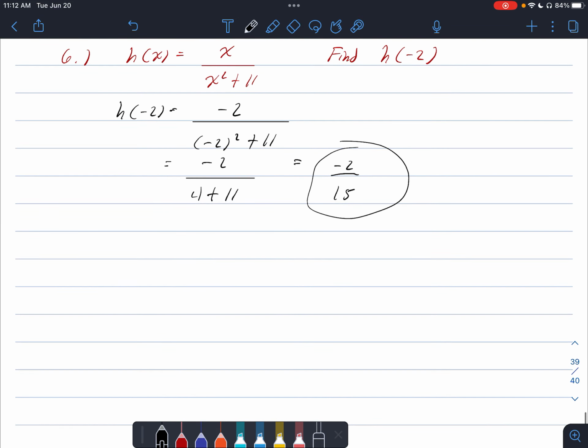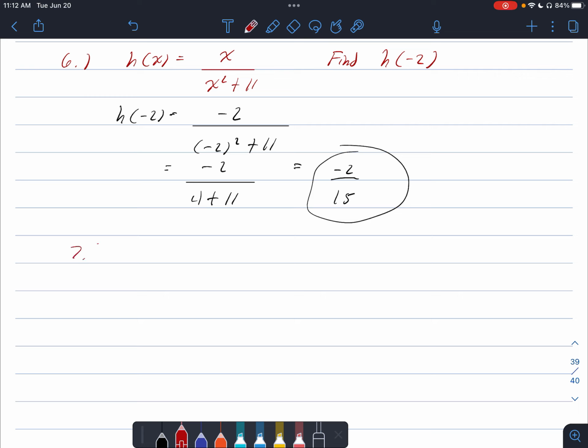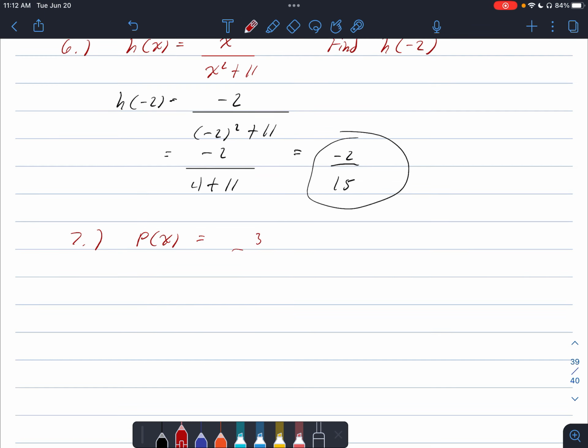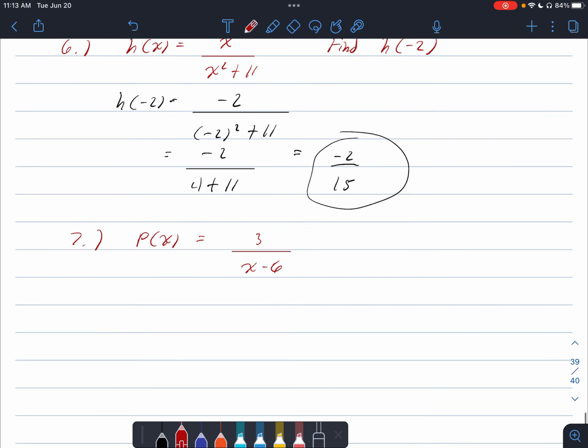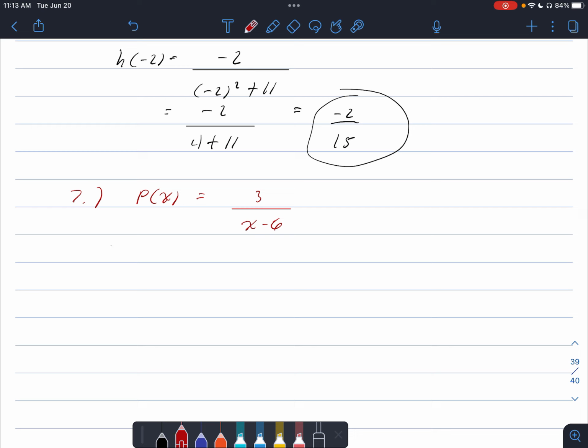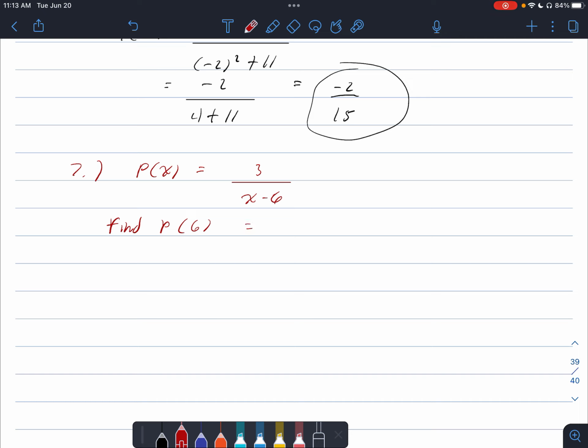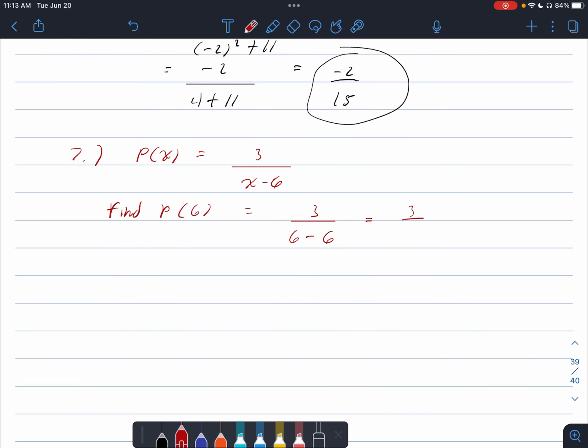There's one other example I'm going to come up with real quick, just because I think it's probably worthy of note. Let's say we have p of x is equal to 3 over x minus 6. Just like we looked at excluded values before, let's say you were asked to find p of 6. This would give us 3 over 6 minus 6, which is 3 over 0. We can't do that, so we have to say that this is undefined.